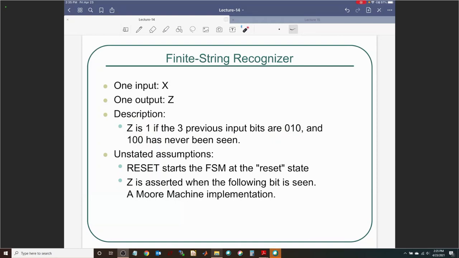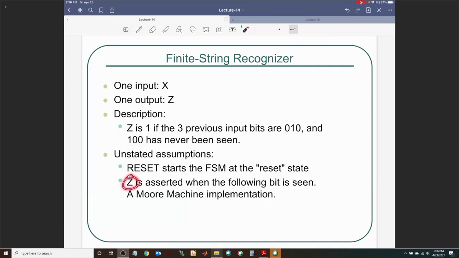What this means is that my state transition diagram has to have the ability to monitor these three previous inputs, 0, 1, 0. And I also need to keep track of 100, right? So this is not just detection of one string, one bit pattern, I'm actually looking for two bit patterns and I'm responding to them differently. Now, what are some assumptions that we can make over here? As usual, and this applies for a very generic conversation about FSM design, you will have a reset input that will put the FSM in the reset state.